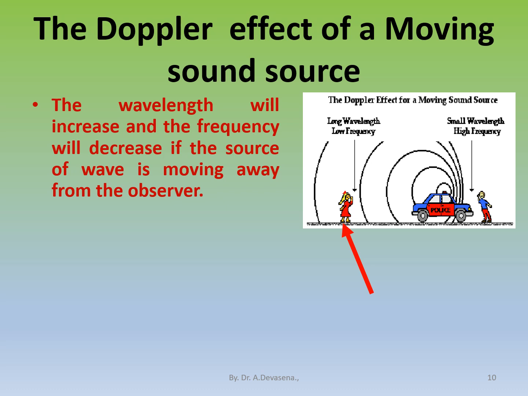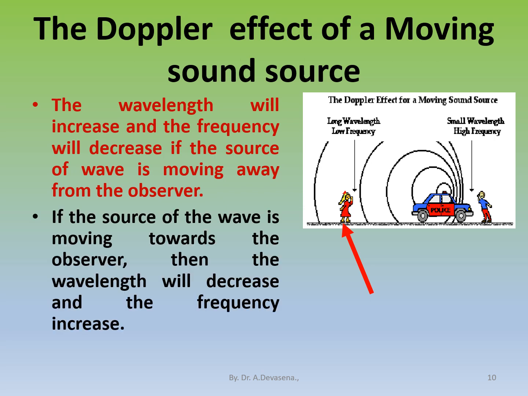If the source of the wave is moving towards the observer, then the wavelength will decrease and the frequency will increase. Here is another representation. In this, the sound wave is reaching towards the observer. Due to that, the wavelength decreases and the frequency increases.